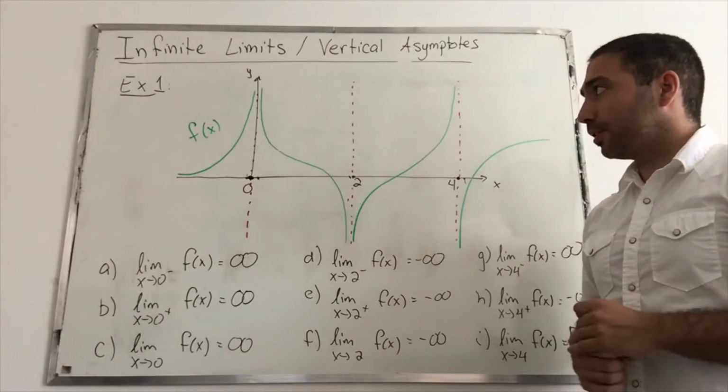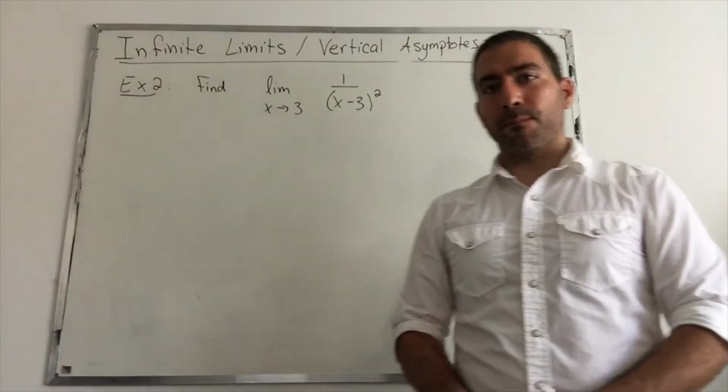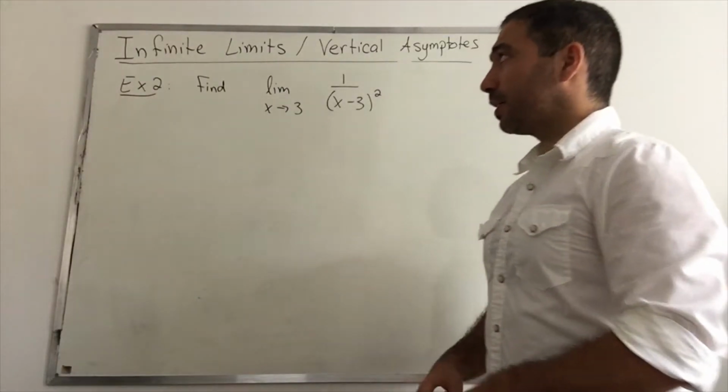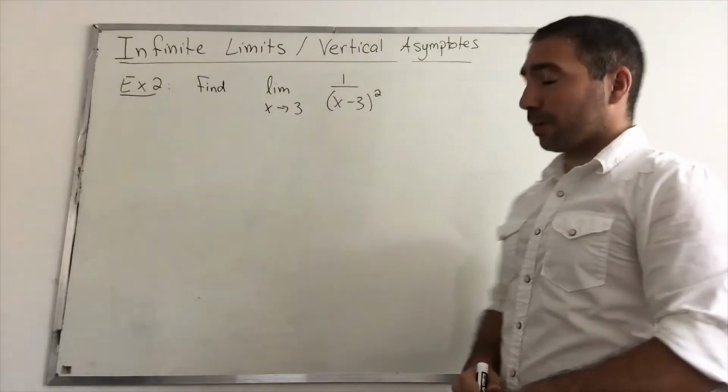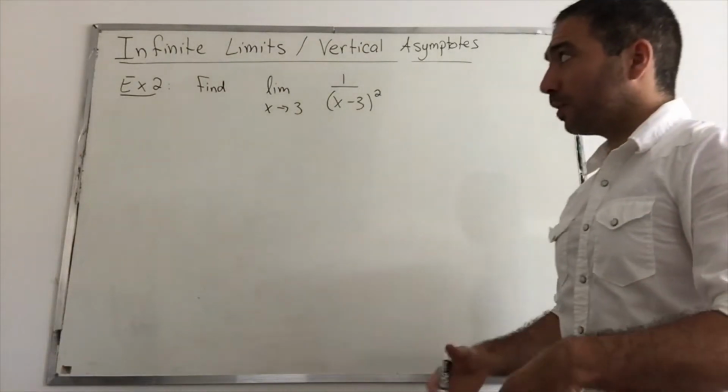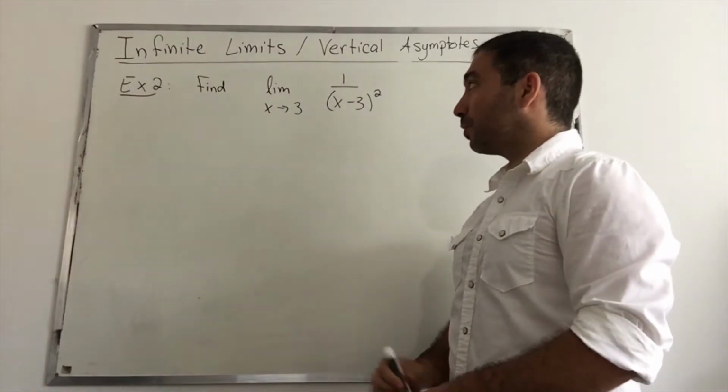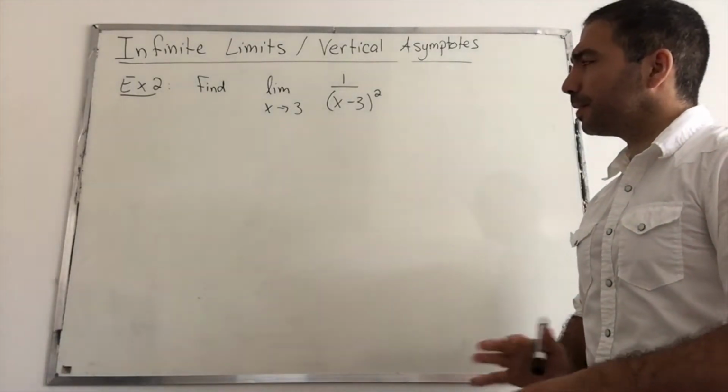This was a visual illustration. Let's look at an actual function now. In this example, they're asking us to find the limit as x approaches 3 of this function here, 1 over (x minus 3), all that squared. Here we don't have a graph, so we don't really know what the function looks like. We should have an idea, but if you don't, it's okay.